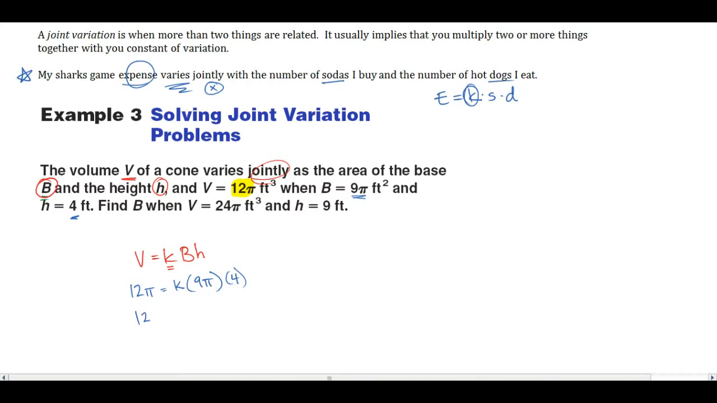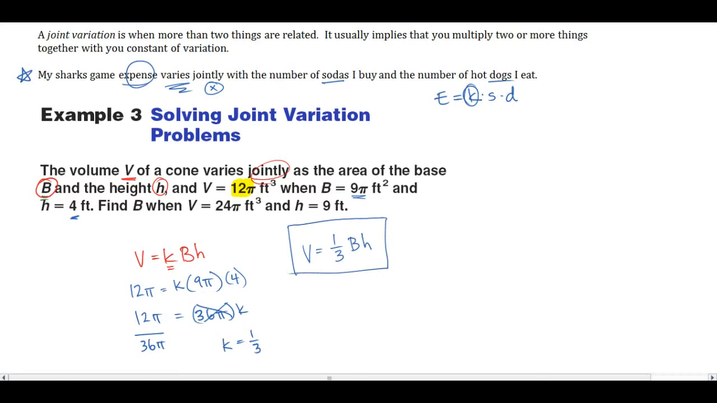So I got 12 pi equals 36 pi times K. And then I'm going to divide that 36 pi over, so divide that by 36 pi. And good news, those pi's will cancel, and I get that K is 1/3. So now I have an equation. Volume is 1/3 the area of the base times the height.